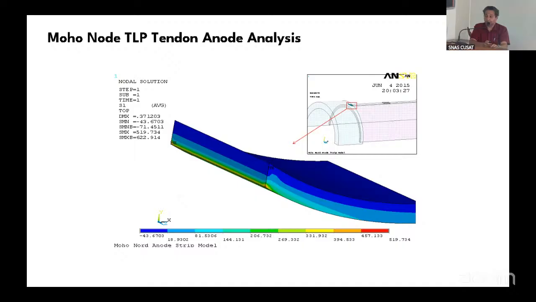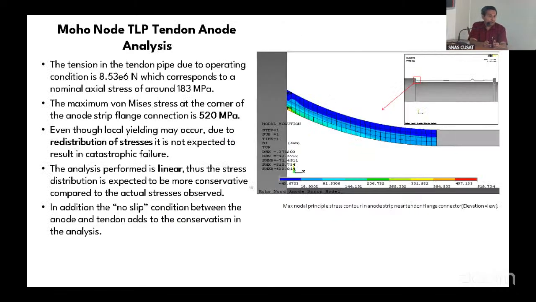For cathodic protection, you put a sacrificial anode, and it's a very simple problem. What you see out here is the tendon flange, and you have this anode which is welded to this side out here. We are modeling this in ANSYS, and I'm not sure if you can see the numbers, but the maximum number out here is 518, 520.